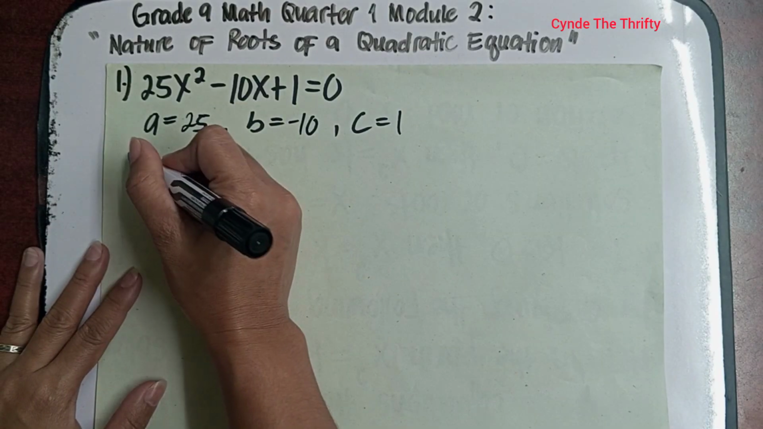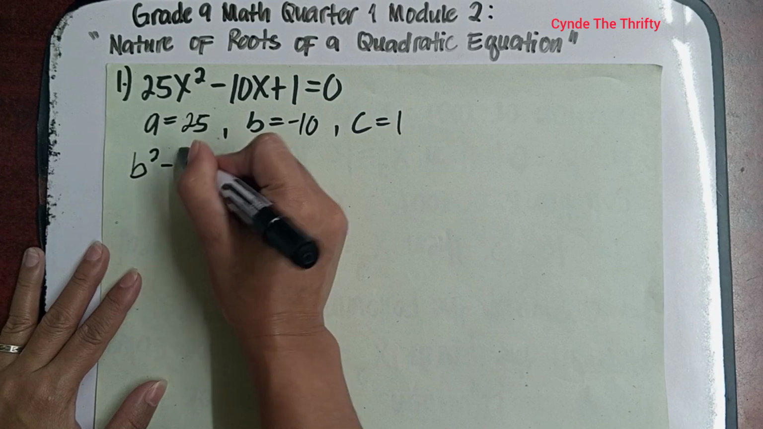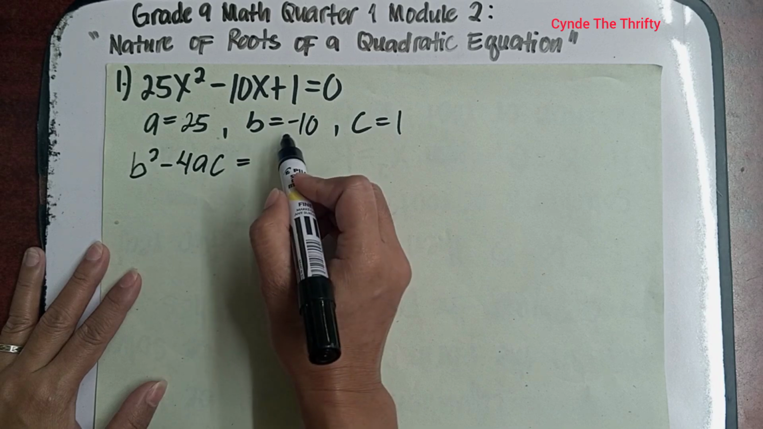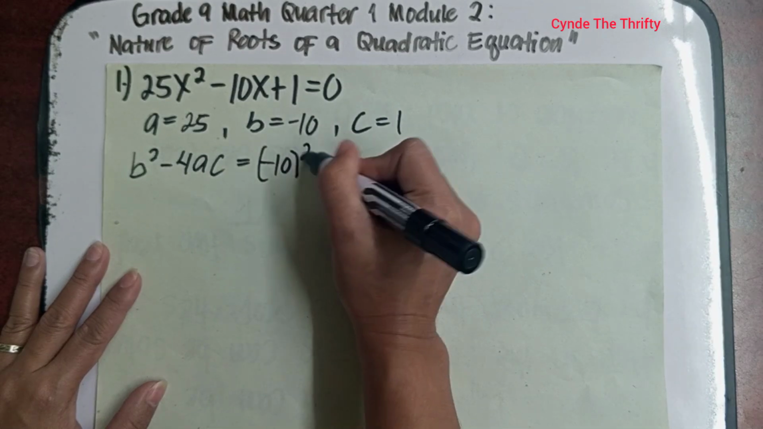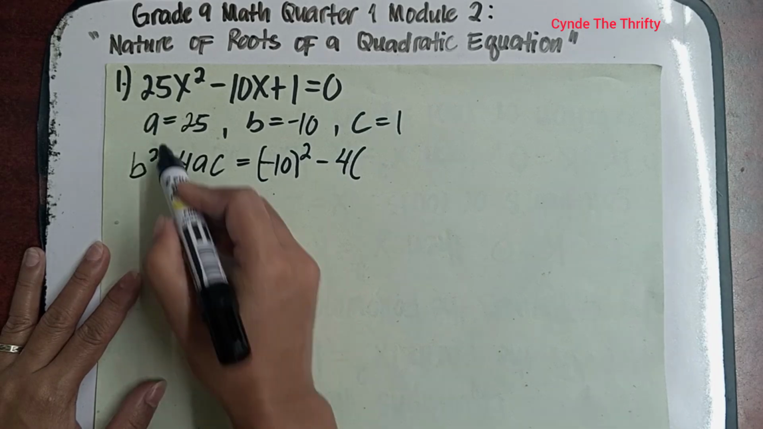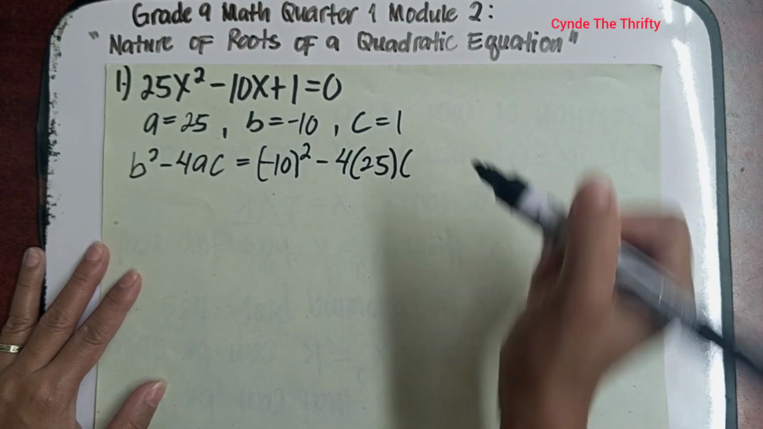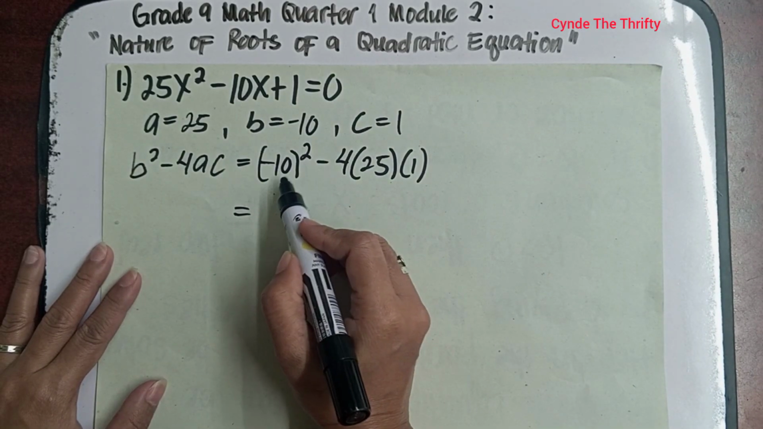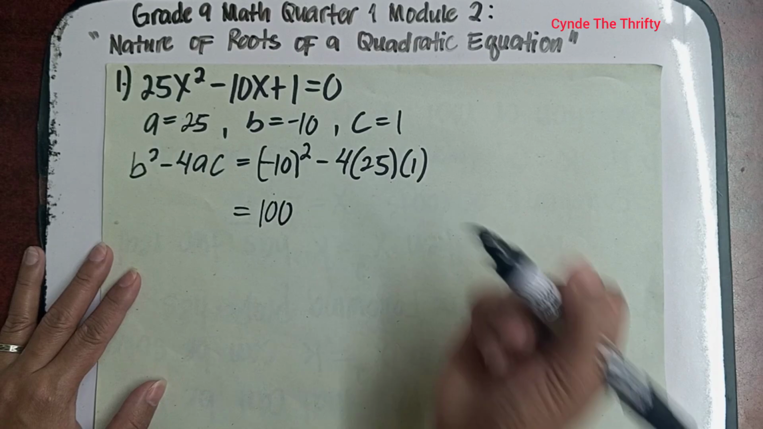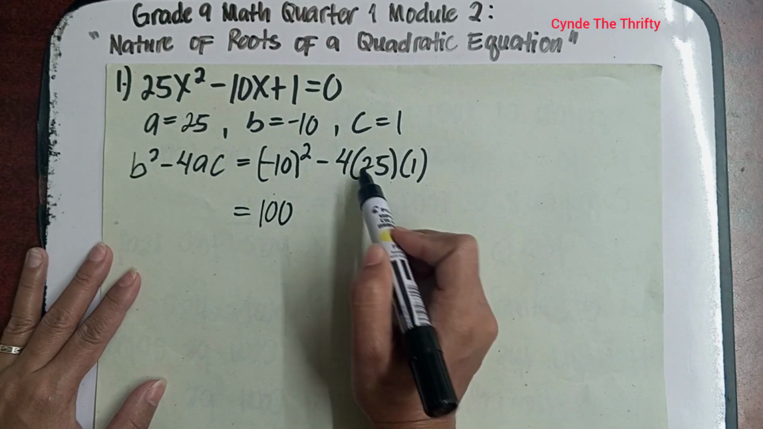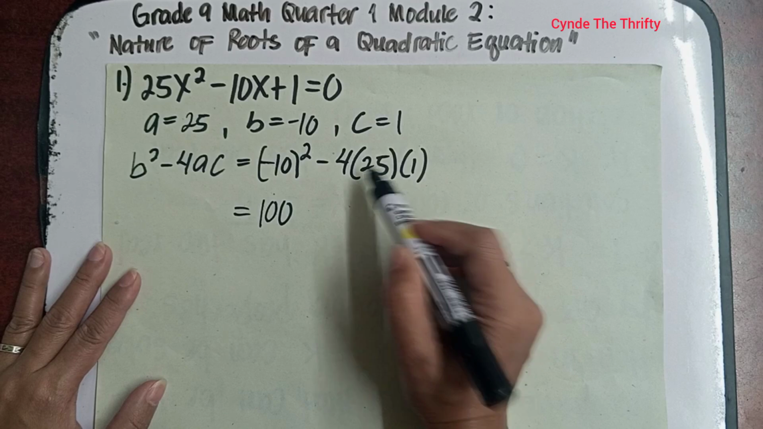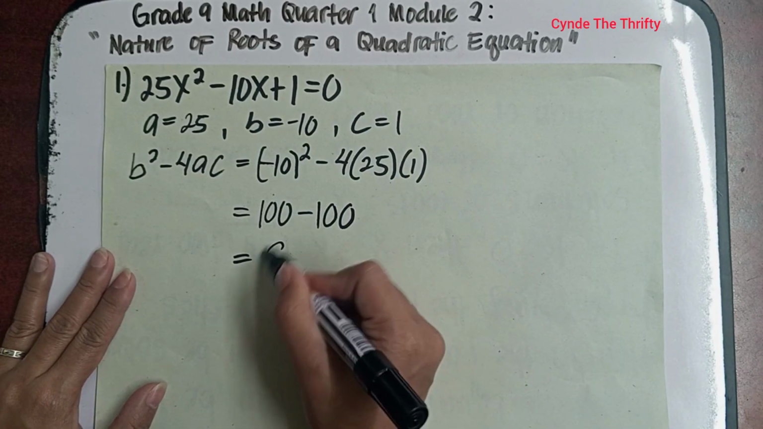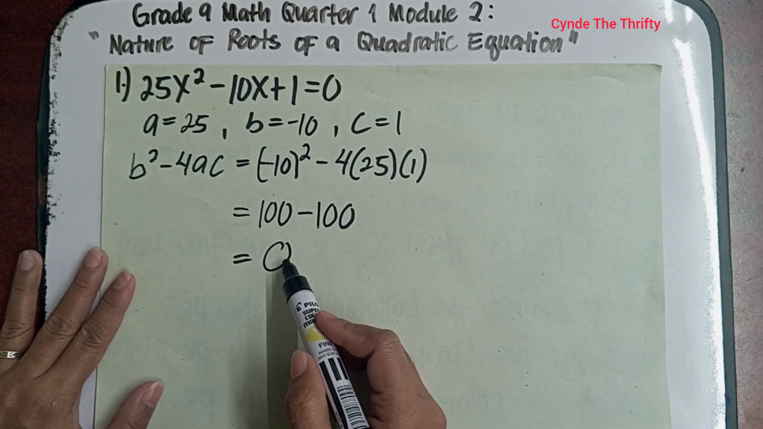So, isolve na natin ang ating discriminant gamit ang ating formula na b squared minus 4ac. So, i-substitute na natin siya. So, b squared, si b is negative 10 squared minus 4 multiplied by the value of a na 25 and multiplied by the value of c na 1. Okay. Negative 10 squared is negative 10 times negative 10 is equal to positive 100. So negative 4 times 25 is negative 100 times positive 1 is negative 100. Okay, so negative 100. 100 minus 100 is 0. Okay. So, ang discriminant natin is 0.